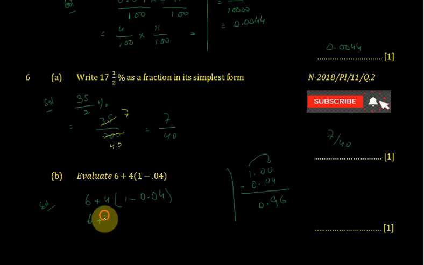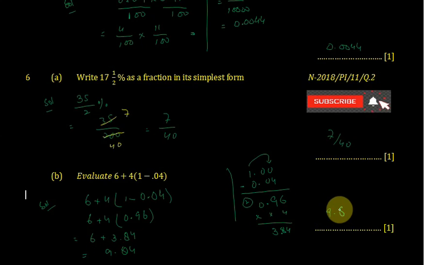So 6 plus 4 multiplied by 0.96. First we solve the bracket and then 6 plus 4 multiplied by 0.96. 4 sixes are 24, carry 2, and 9 fours are 36 and 2 is 38, 8 and 3 as it is. So it is 3.84, and we add 6, so it becomes 9.84. So it is 9.84.